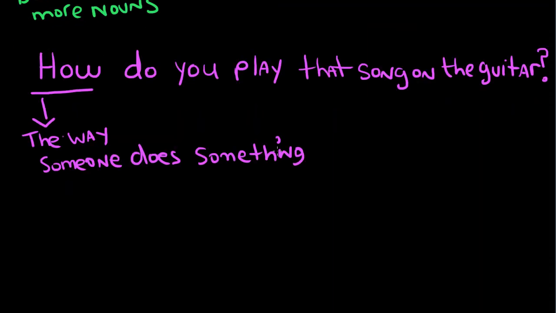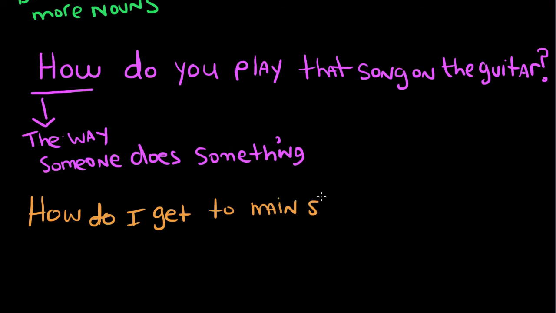So you can say, how do I get to Main Street from here? In this question, you use how because you want to know the way. And how do you play that song on the guitar? You want to know the way the person plays the guitar.